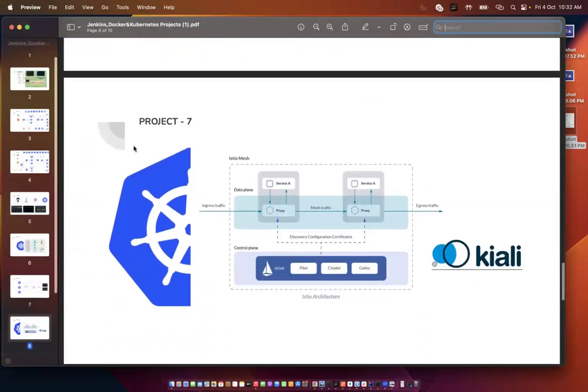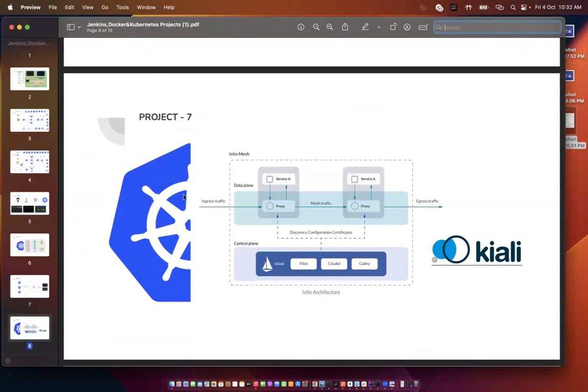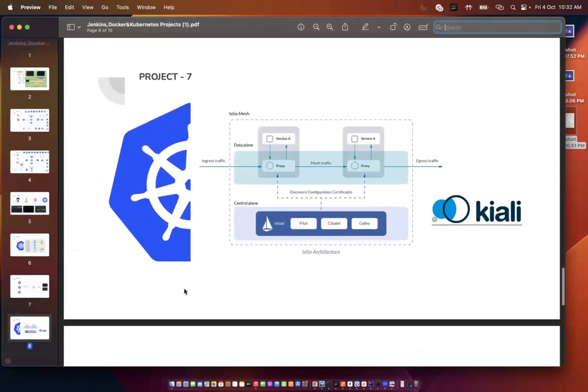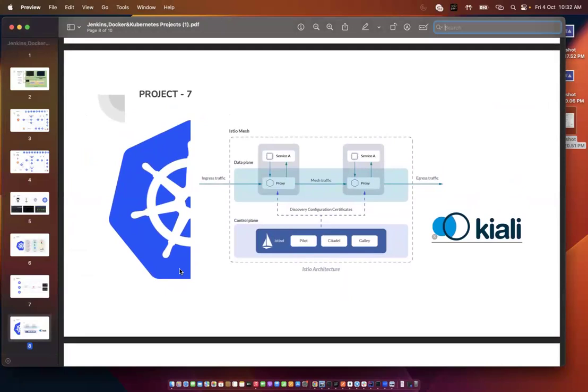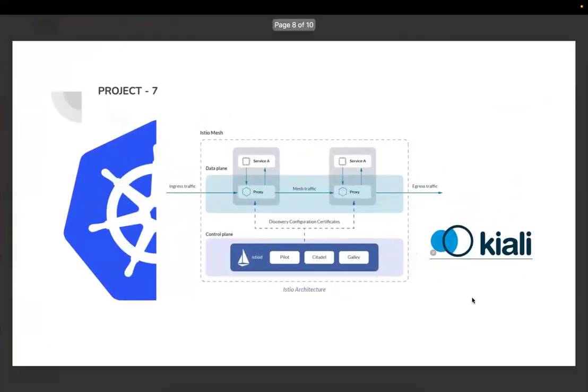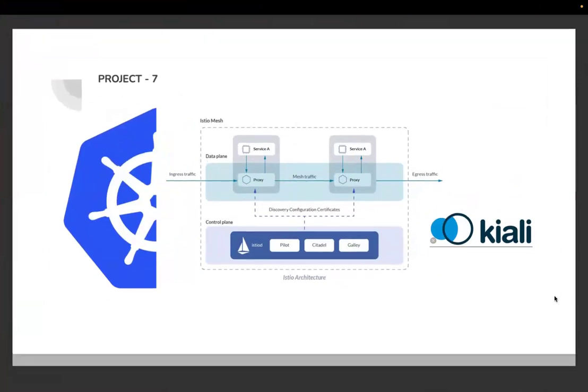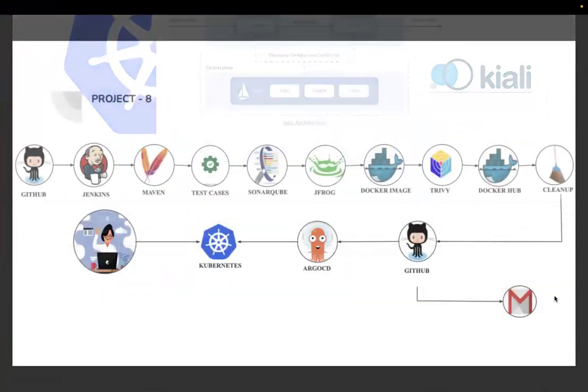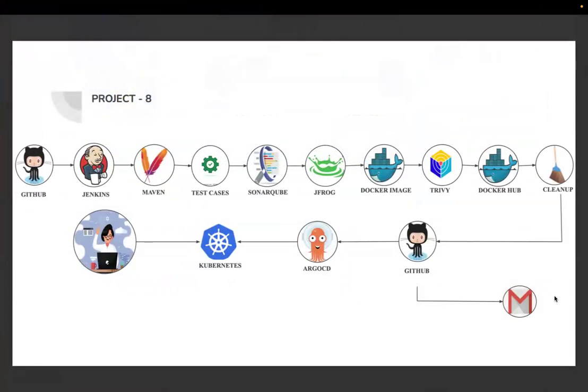This is project number 6. Project number 7 is very optional for you, but based on the time, I am going to explain it. This project deals with the service mesh, Istio, and Kiali. It's for traffic management and security purposes. There are different functionalities provided to us as part of Istio, but this is optional. Now, this is project number 8.